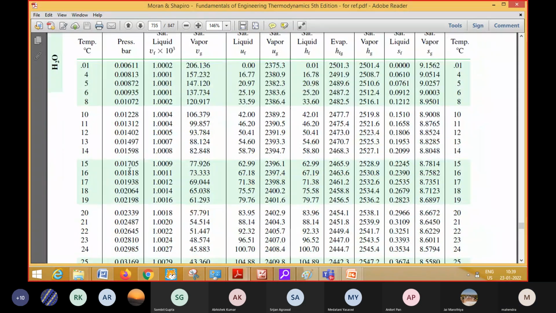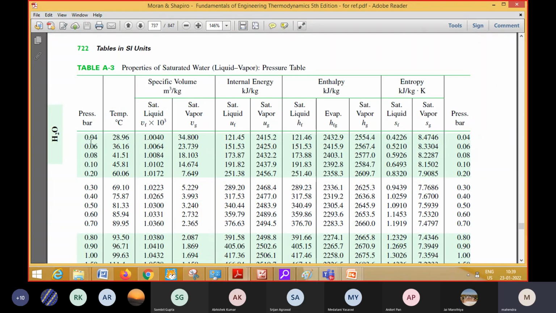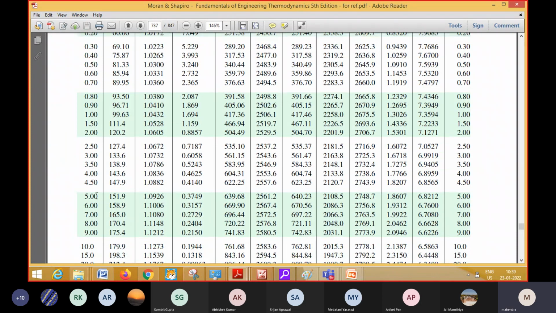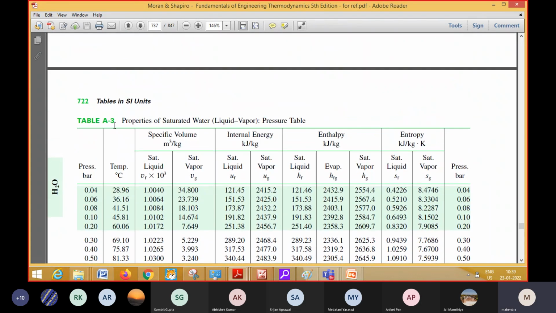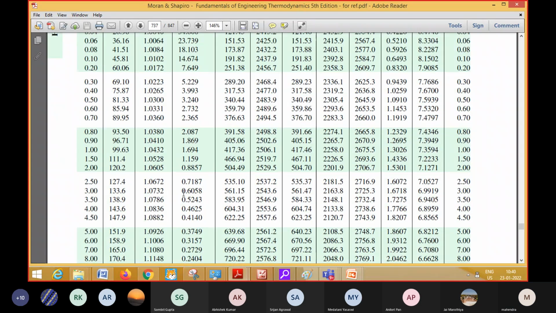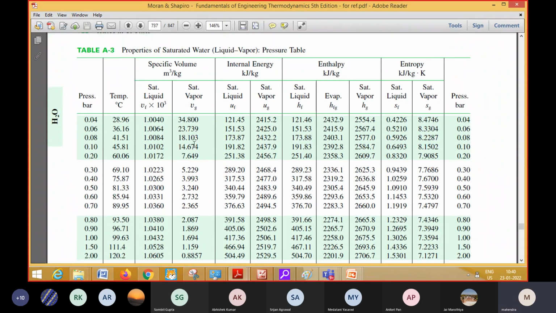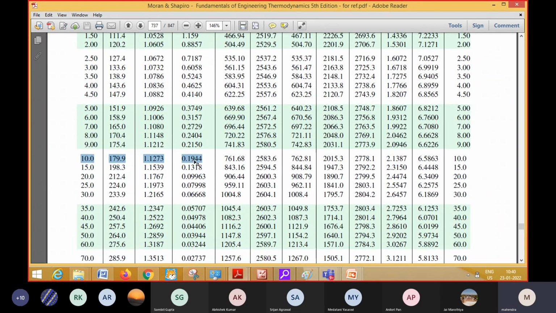Or even table number 3 is with respect to pressure. See here, pressure. So we are coming over here, 10. This is table number A3, on page 722. At 10 bar pressure, saturation vapor, that is completely saturated vapor, right? Why? Because the condition is given. This is 0.1944. Then you can interpolate.